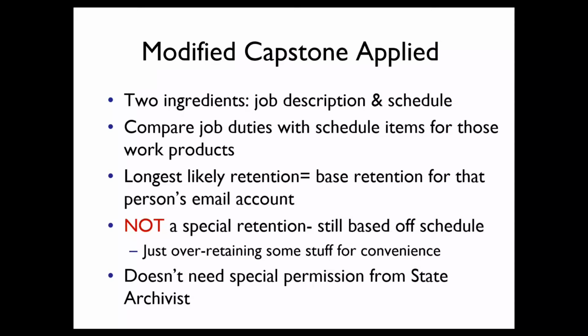What you do, though, is compare the job duties this person does with the schedule items that are produced by those job duties. So I do certain types of functions, I create these sort of records. What's the retention associated with those? You're going to look at that, and you're going to find the longest likely retention from all the different things I touch. So I might touch records that are 3 years, I might touch records that are 5 years, and I have some that are 10. So if we look at all my duties, the longest retention I have are things that are 10-year retention, we're going to say my email account is a 10-year retention.